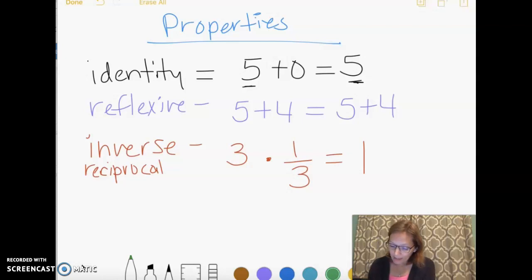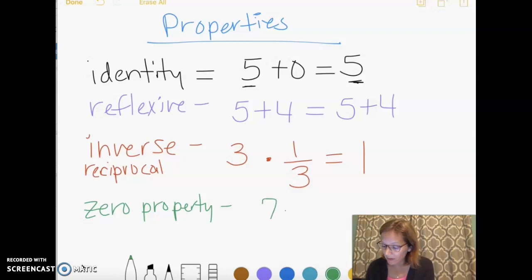That's the reciprocal or the inverse property. All right, the next one is the zero property. So this is when you see a 0 in multiplication. So I might have 7 times 0. Well, guess what? Any number times 0 equals 0. And that's why it's called the zero property, because it equals 0. Okay, pause it if you want to take these notes down because I got to erase this so I can add some more.